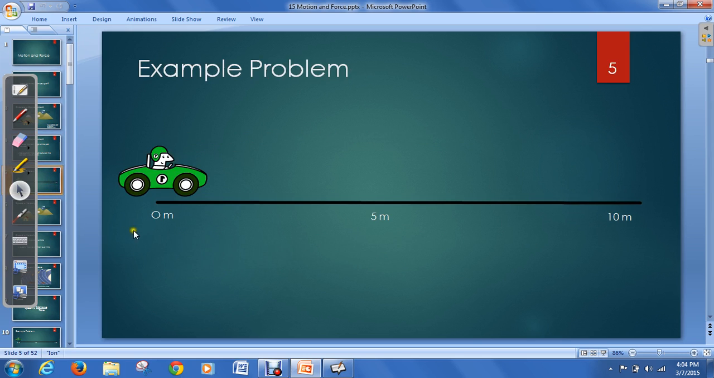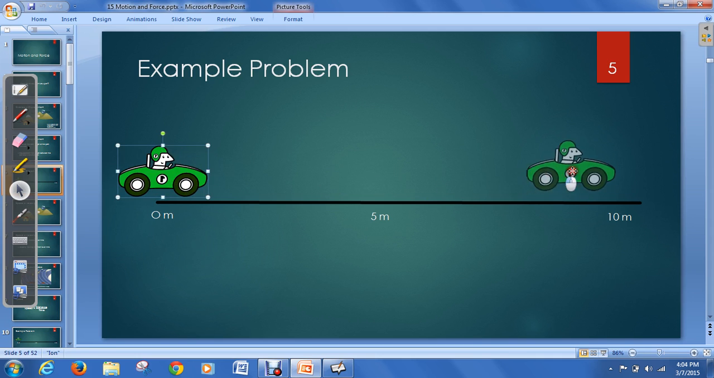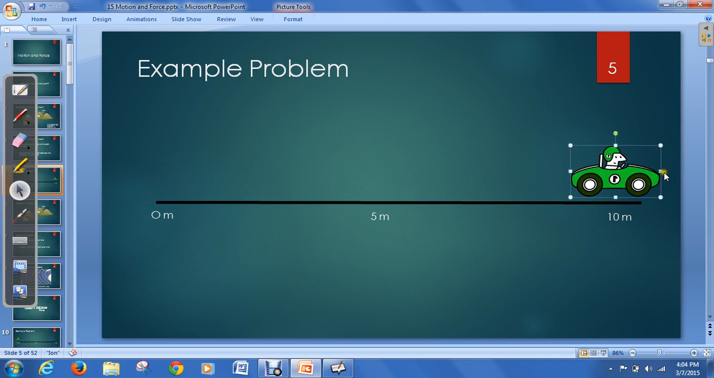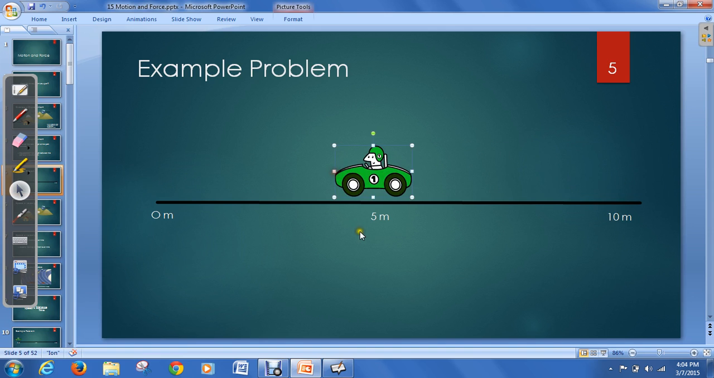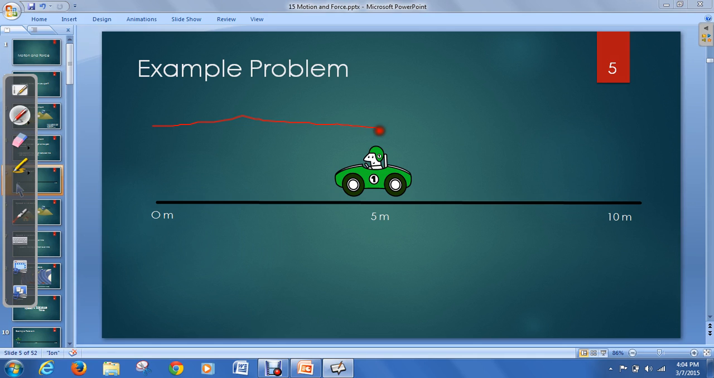Let's try a simple problem. Let's say we have this guy here, and he is driving down this road, and he goes from 0 meters all the way down to 10 meters, and then he decides he needs to go back and grab something really quick, so he goes back to 5 meters and grabs what he needs. In this case, the total distance he traveled is he went down 10, back 5. That's 10 plus 5, which is 15 meters.